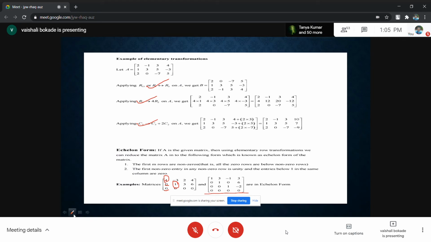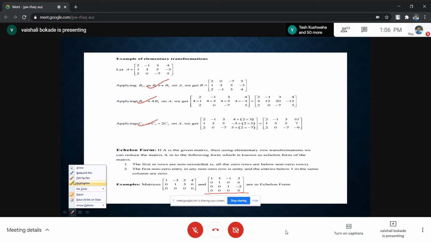We'll go for examples so that you can understand the things. Now one more concept I have to tell you. I'll just wipe the board. These are the steps for converting the given matrix to echelon form.